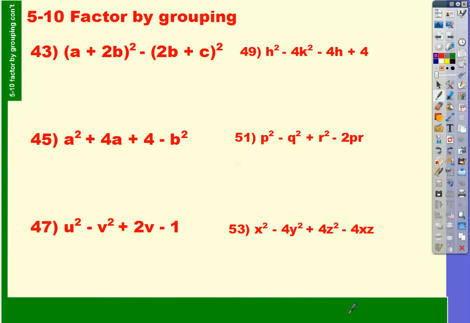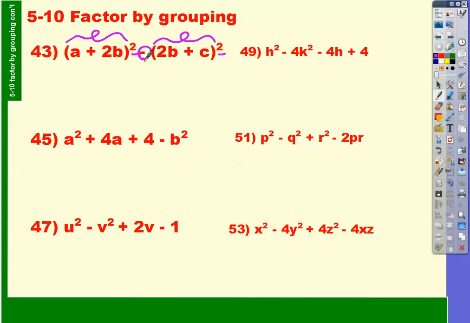Alright, so with these 4 problems, we have way more factoring than the law allows. So let's try to get through them fast. We have 2 terms, this term and this term. They're both squared, so we know they're perfect squares. And we're subtracting them. Well, when you subtract 2 perfect squares, it is a difference of squares.